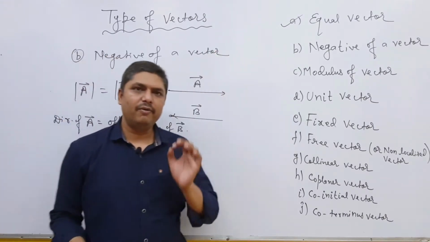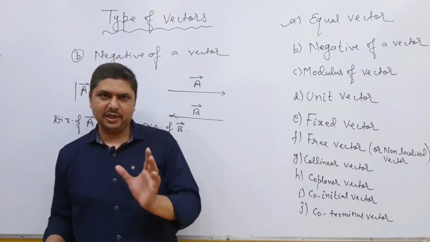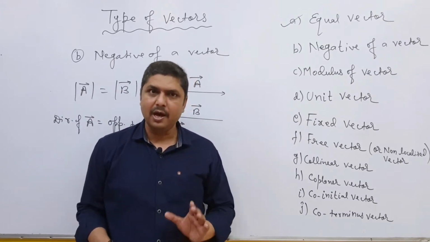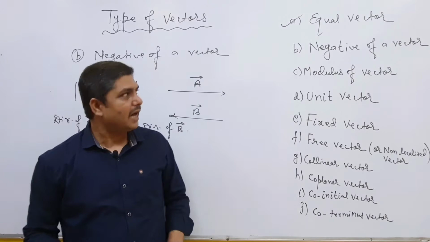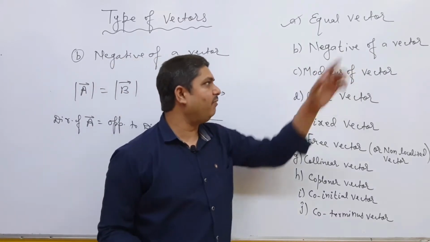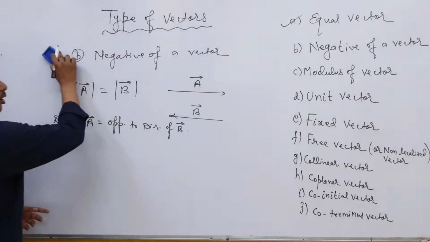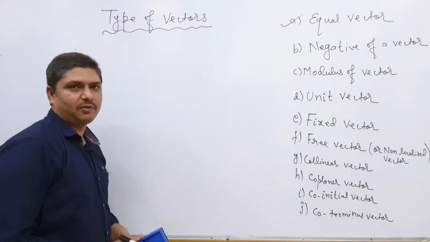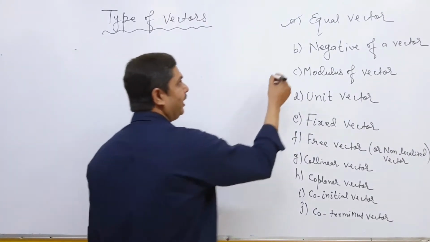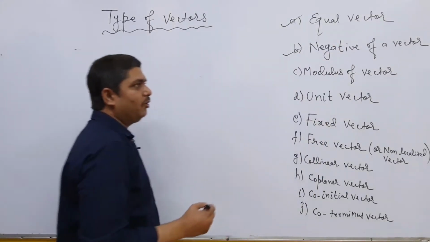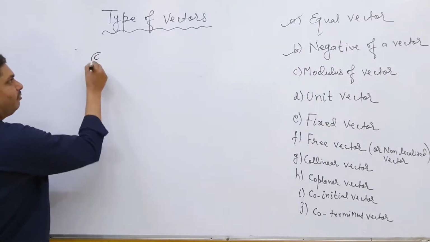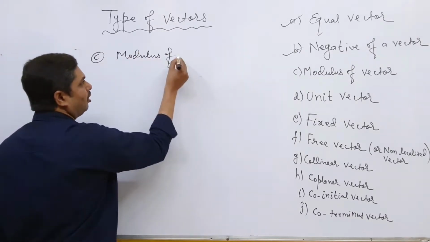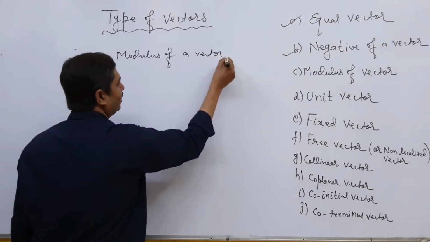This means that when the magnitudes of two vectors are the same and their directions are opposite, that is they are anti-parallel, and their lengths are the same, then they are said to be negative of a vector. Now you have learned negative of a vector. Now you are going to learn the third topic known as modulus of a vector.